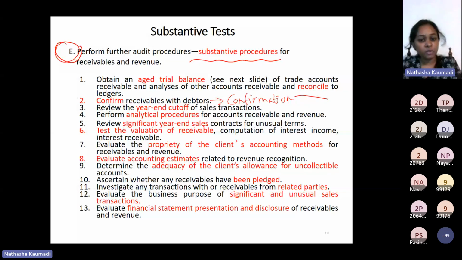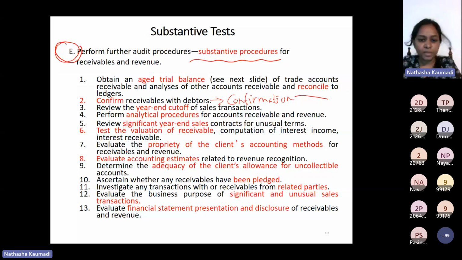Test the valuation of receivables, computation of interest income, interest receivables. So for valuation of receivables, you can compute the allowance for doubtful debts. Of course, when you do audits, you are recomputing the ECL, right? Expected credit loss, you are reperforming, recomputing and checking the accuracy. So you are checking the valuation.